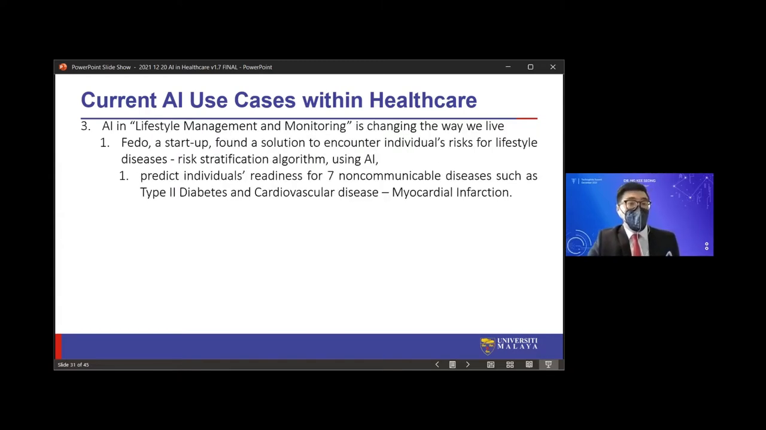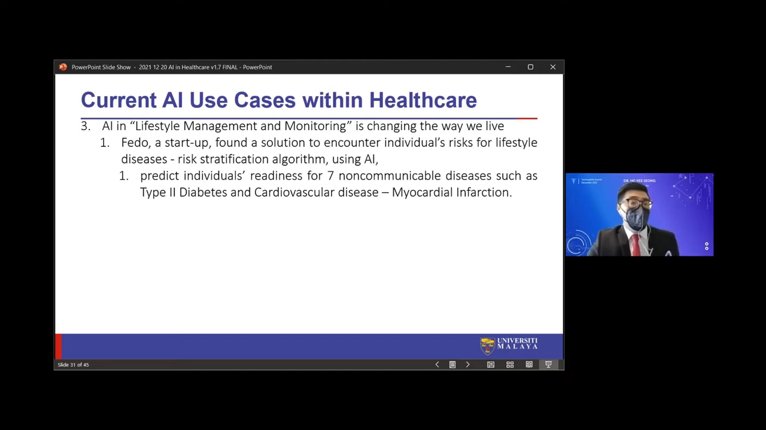There's also AI in lifestyle management and monitoring, which is completely changing and revolutionizing the way we live. For example, Fido, a startup, found a solution to counter individuals' risk for lifestyle diseases using a risk stratification algorithm with AI.